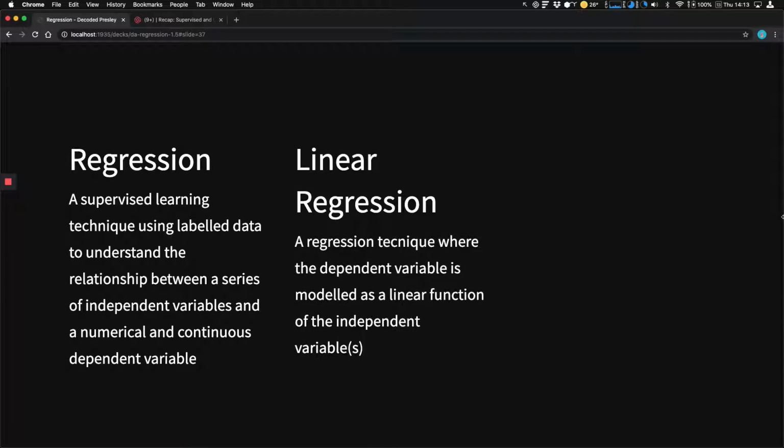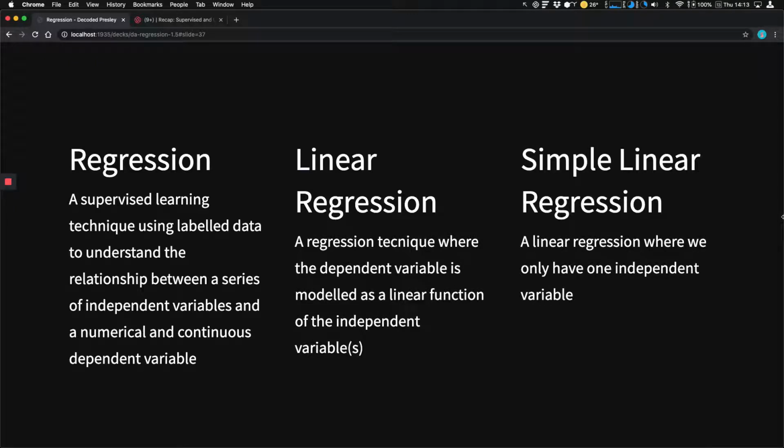Next is linear regression, which is a subset or specific regression technique where we model the relationship between dependent and independent variables as a linear function. There's a linear relationship between independent and dependent variables. And finally, simple linear regression, which is a specific linear regression technique where we only have one independent variable.